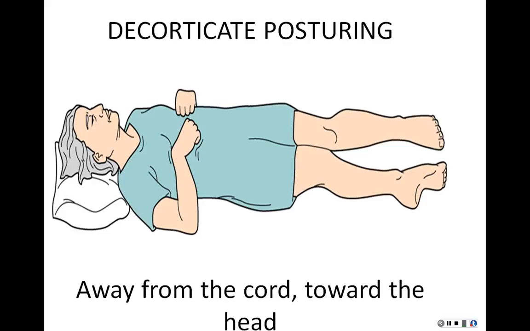Here's the decorticate. If your arms were hanging down straight, they would be going away from the head, but they're up, away from the cord, going toward the head. That's how I like to look at it anyway. Rigid spine, inwardly flexed arms, extended legs, plantar flexion toward the cord.